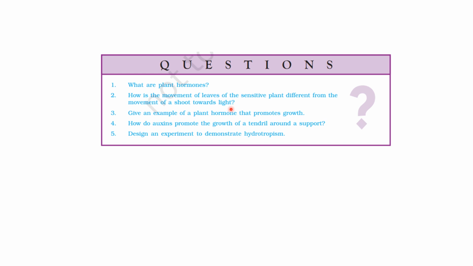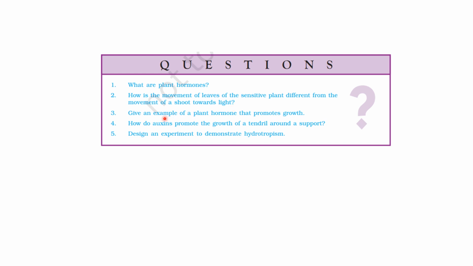Now, movement of shoot towards light. ये कैसे होगा? It is a slow directional movement. It is called tropic movement, specifically phototropism. And it occurs due to uneven distribution of auxins in response to light. Okay. The shoot bends towards the light source. This is the effect. Correct?